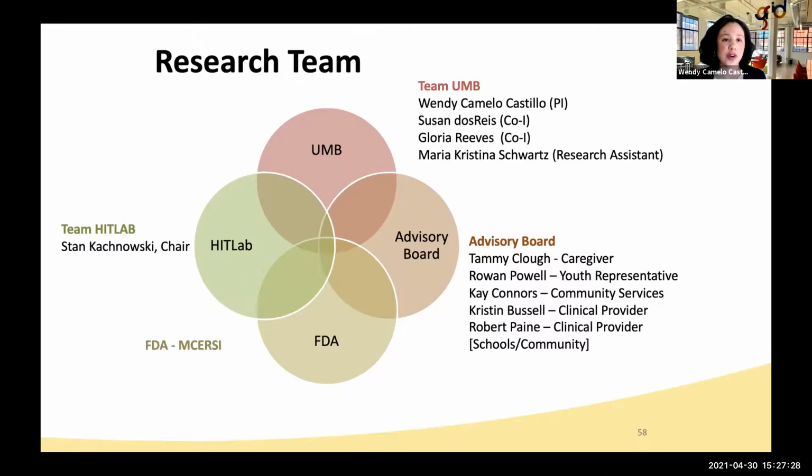So we have, of course, the team from the University of Maryland. We have an advisory board that includes youth representatives and caregiver representatives, who are individuals with experience with mental health conditions. We also have a team from the FDA who has been with us since the inception of the study. And of course, our technical team represented by HIDLAB. Next slide, please.